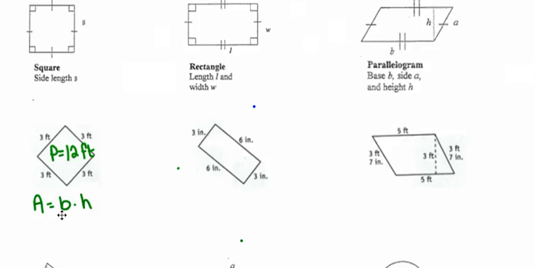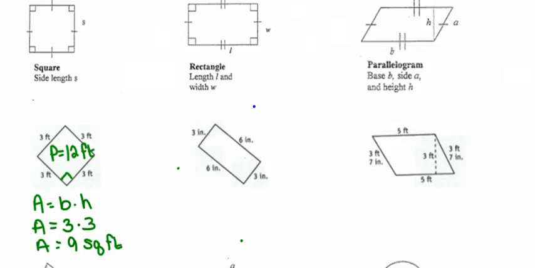The only thing you have to be careful of when using this formula is that your base and height always have to form a right angle. If your base and height don't form a right angle, you don't have the base and height. So the area here is going to be 3 times 3, or 9 square feet.